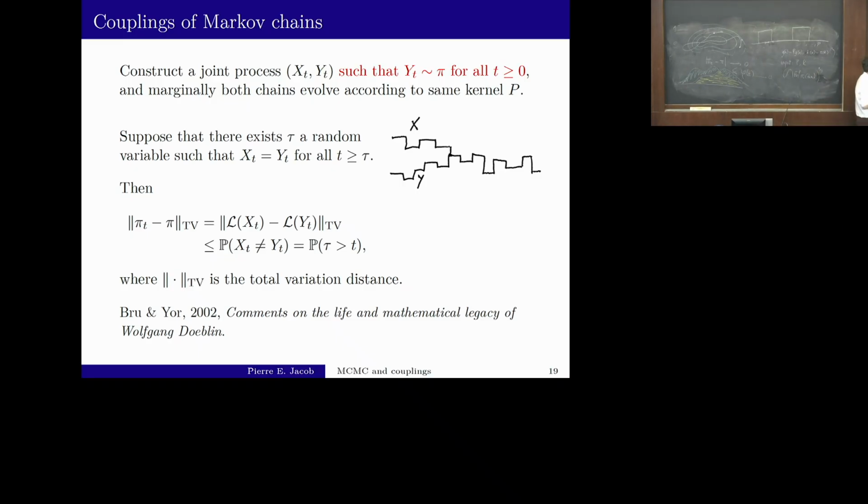That's the idea. So again, we introduce a second process already at stationarity, and we try to make them coincide. And so we imagine that we can make them coincide at time tau, call that the meeting time. So suppose that there is a time tau such that after that time, they're together. So for example, the trajectories could look like this.